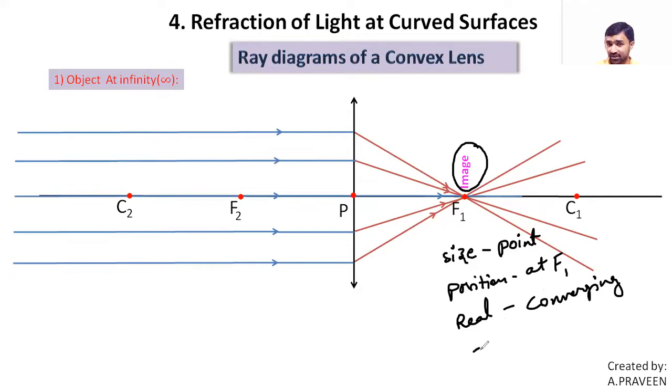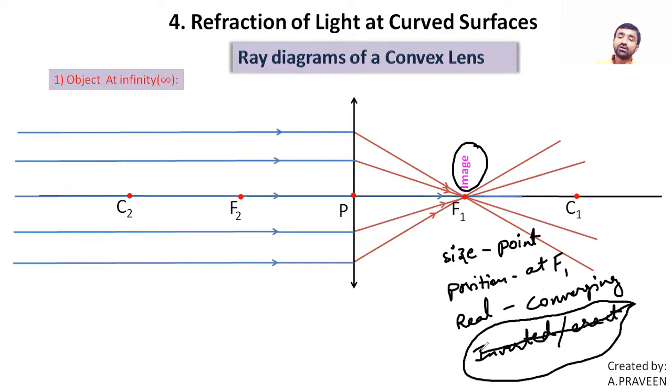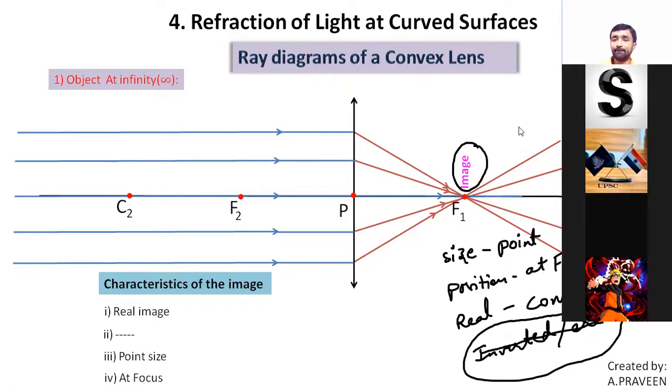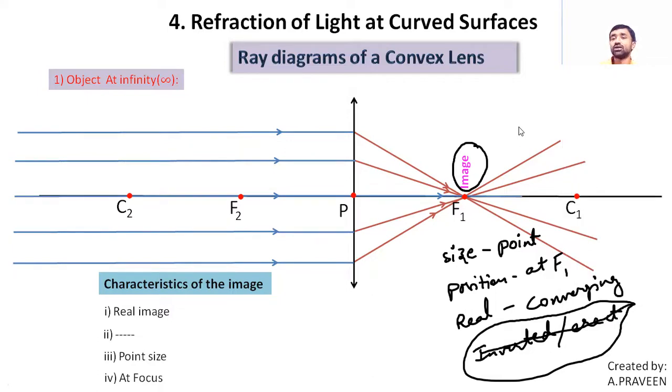Then is it inverted or erect? We cannot decide because it is point size. So we can write the characteristics of the image as follows. Real image; it is not decided whether it is inverted or erect. Then size is point size. Finally, its position is at focus. Clear? By the converging of light rays, that image type is real image.